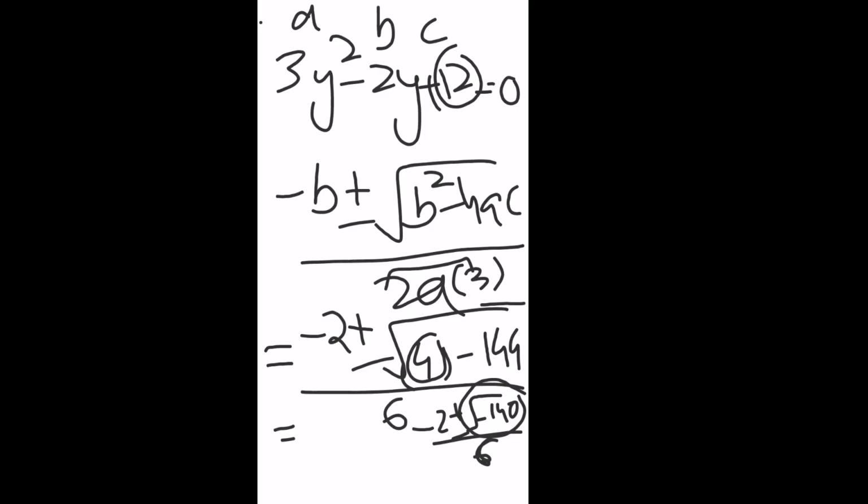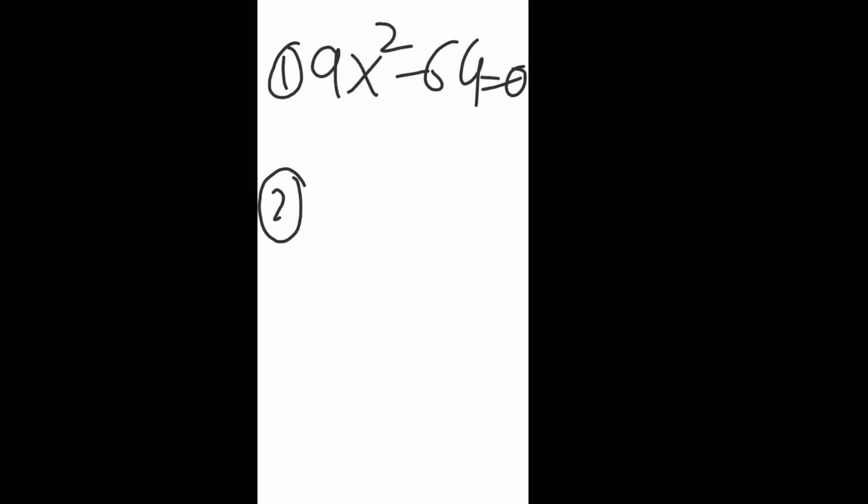Okay, I'm just giving you two questions for your homework, and tomorrow we will be discussing some more questions. So just write those two questions. Question number one is 9x squared minus 64 equals 0. And question number two is x squared minus 2x minus 15 equals 0. These are the two questions for your homework, and inshallah, tomorrow I will have some other questions for you.